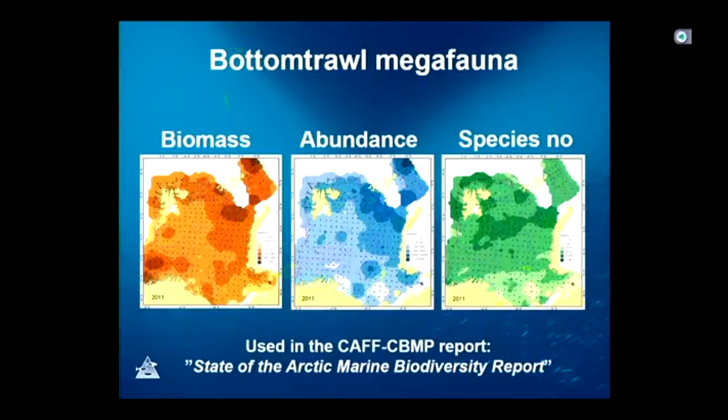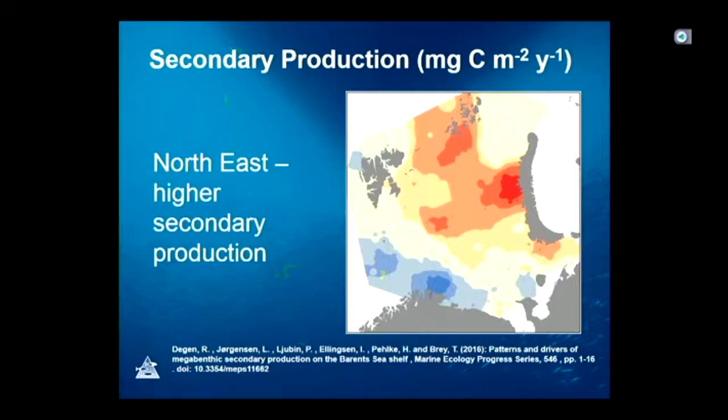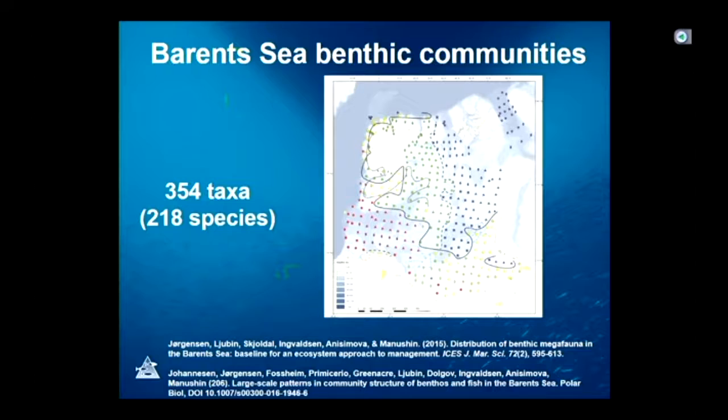What we see from the Barents Sea using a benthic fish trawl is that we have a large amount of biomass in the northeast and in the southwest. We also have a high abundance in the northeast and rather many species in the north. What we also can see is that when we recalculate all this biomass according to each of these species, we have a high standing production in the northeast compared to the southwest.